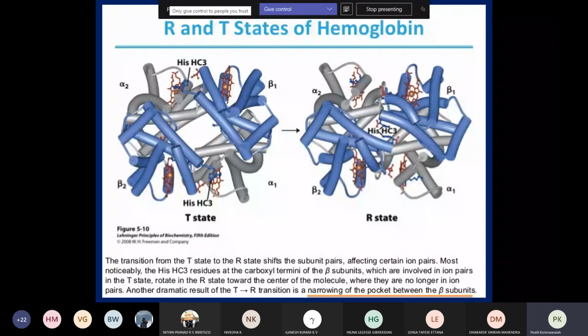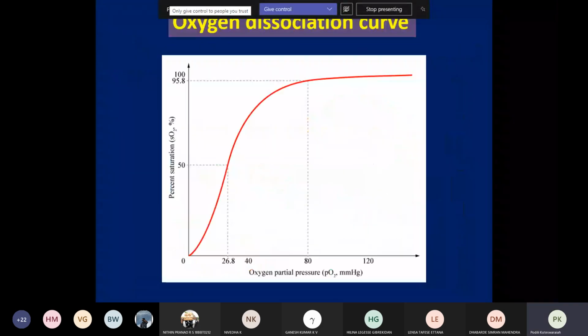Now, in order to understand hemoglobin cooperativity, first we need to understand the hemoglobin oxygen dissociation curve. The hemoglobin oxygen dissociation curve is the graphical representation of the partial pressure of oxygen versus hemoglobin O2 saturation. As we already said, in the lungs the partial pressure of oxygen is 100 torr.